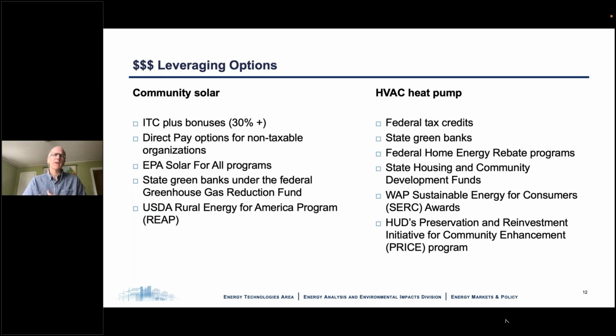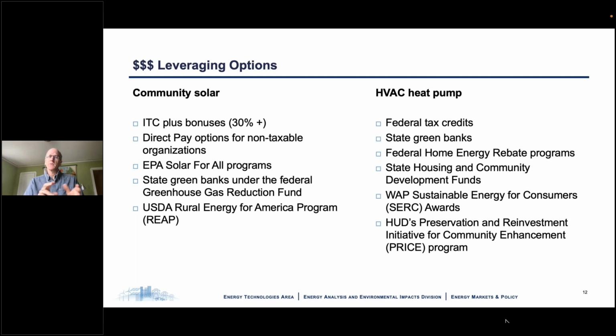The report went on to identify a number of leveraging options to find other sources of funding to further drive down the costs. In addition to the ITC bonuses, the ITC can now be taken out as direct pay, direct payment instead of a tax credit for non-taxable organizations like nonprofits or local governments. The EPA Solar for All program I mentioned is rolling out. There are a number of new state green banks created with federal funding from the Greenhouse Gas Reduction Fund. And the USDA Rural Energy for America program also got supersized thanks to IRA.